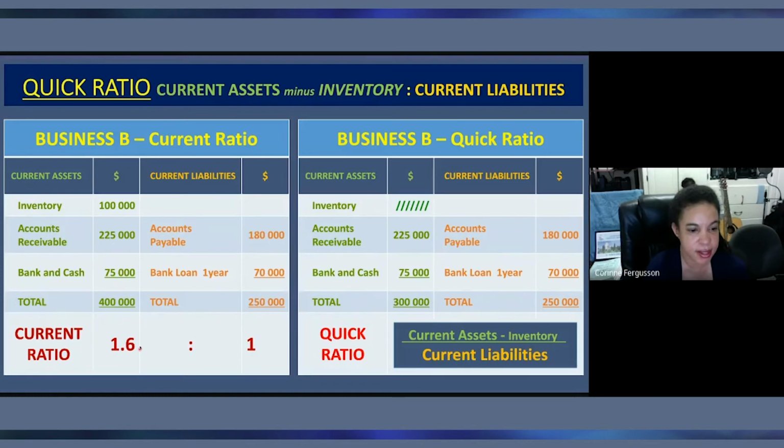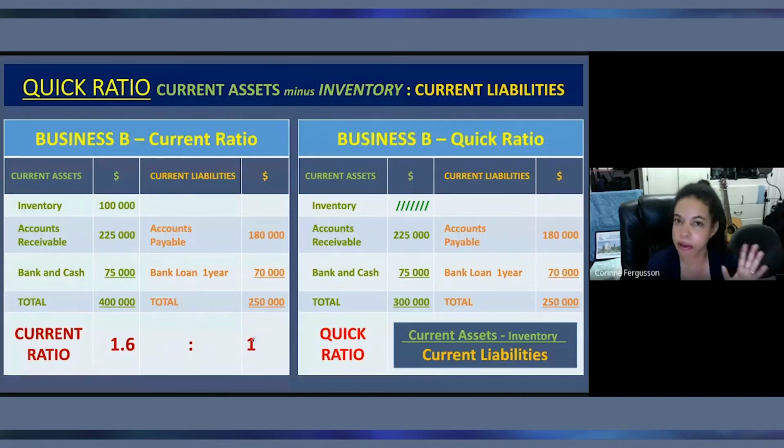This is the number that you would see all kinds of different changes, but it's always 1. You'll see that I'm really emphasizing that. So 1.6 to 1. Nothing else here. Get your answer. 400,000 divided by 250. Get your answer and add colon 1 to 1.